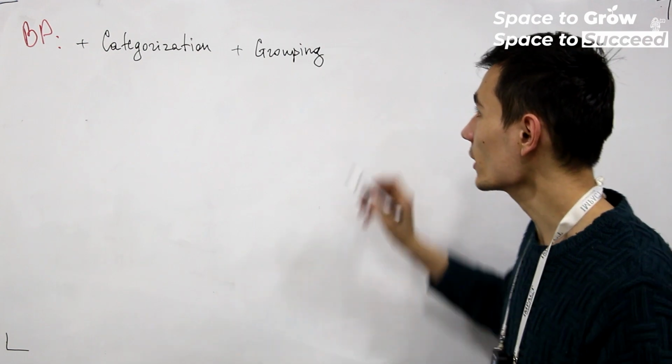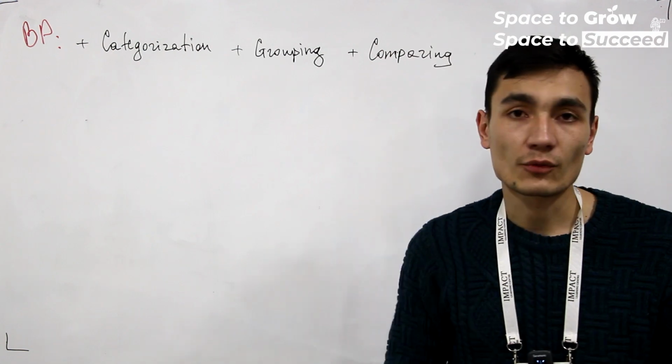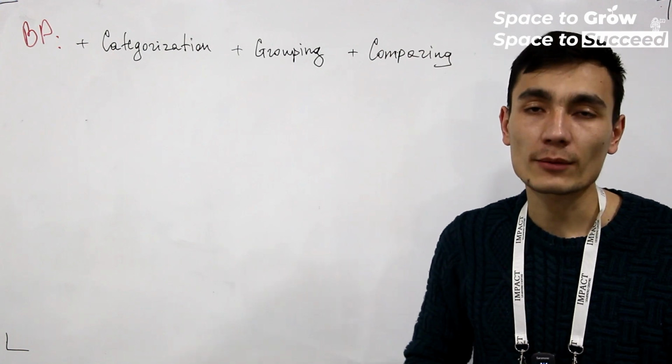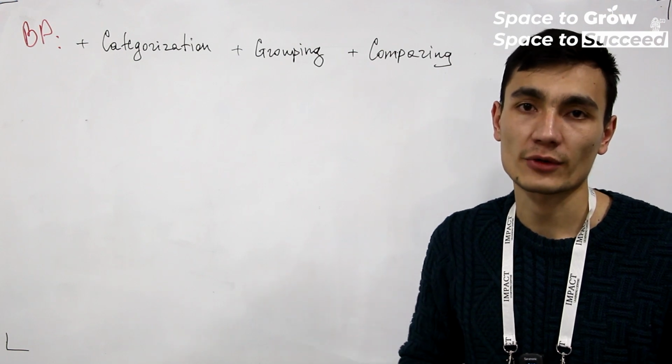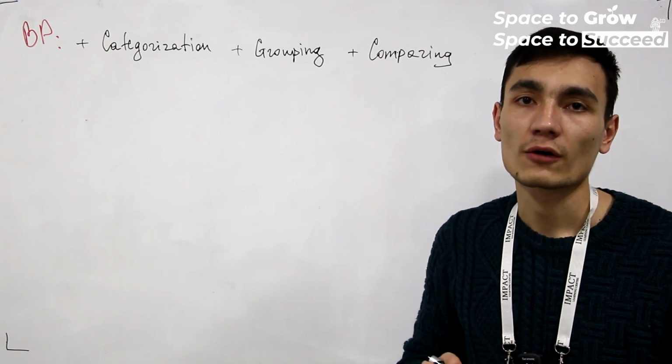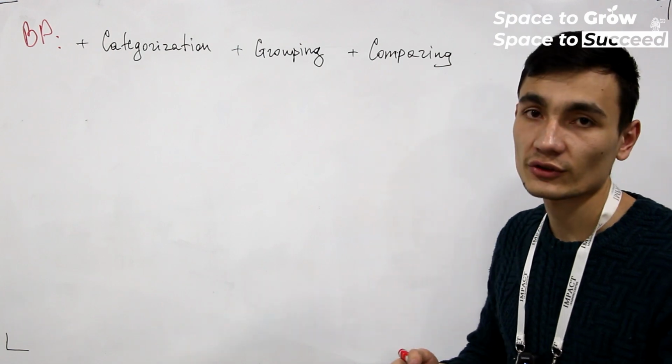And after grouping, you have to compare information. Comparing, as we said before, giving information, describing information is not enough. In addition to that, you have to compare information to get a higher score from your task 1. And when we are starting, we have to start with categorization, the biggest part.